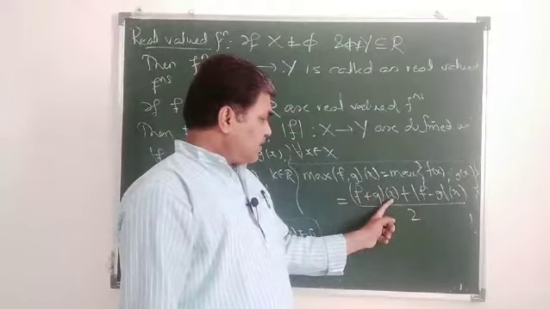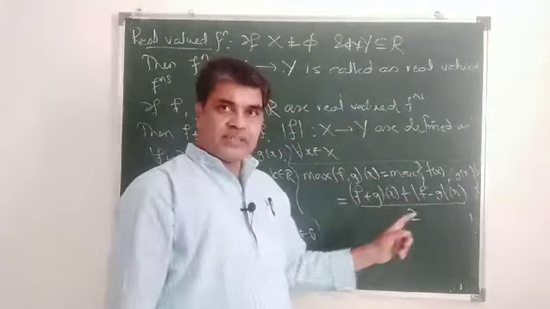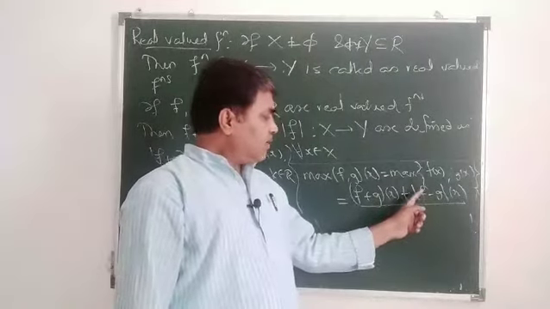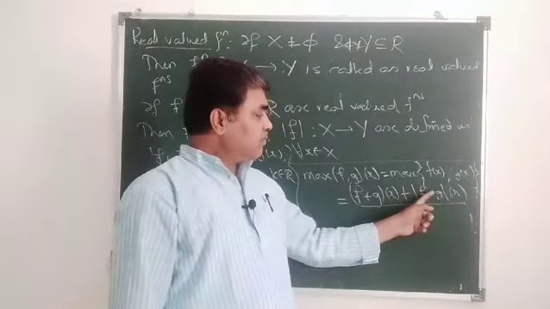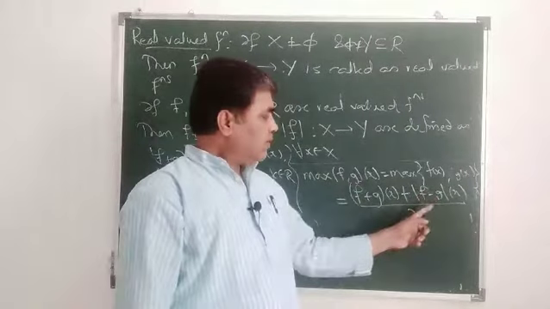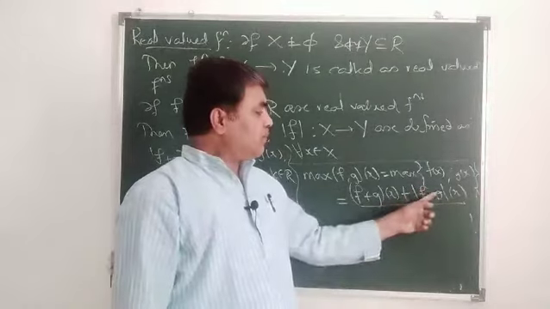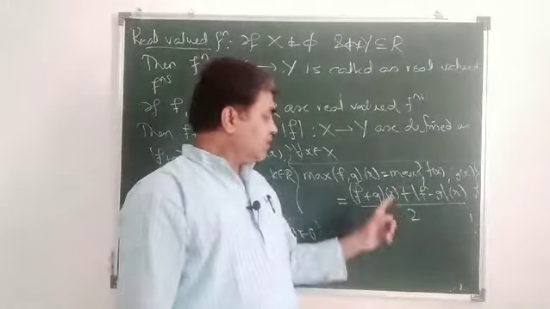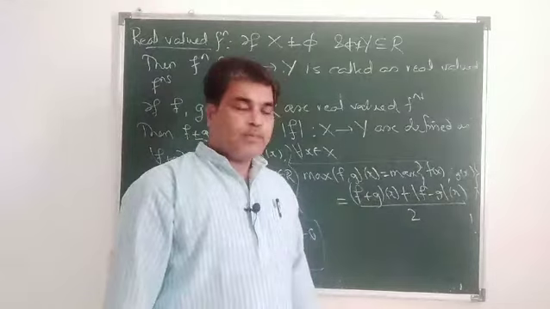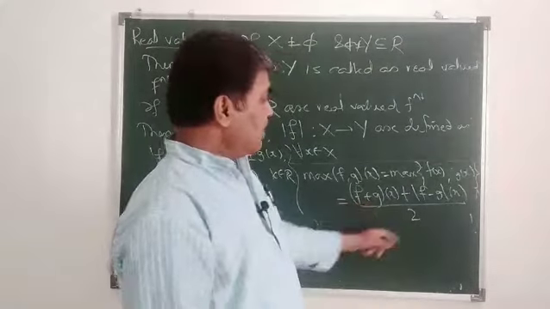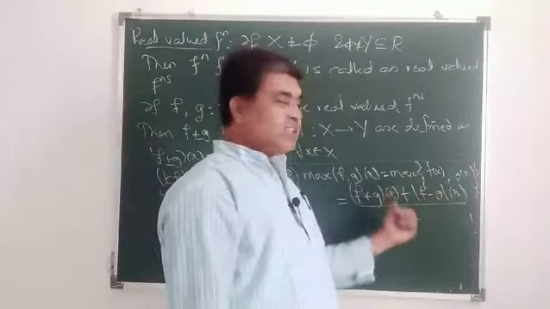fx plus gx. Now if fx is maximum, then fx is greater than or equal to gx, then this fx minus gx is greater than or equal to 0. So mod of f minus g of x is fx minus gx, and gx will get cancelled. In that case, we will get 2fx upon 2. That is fx only.